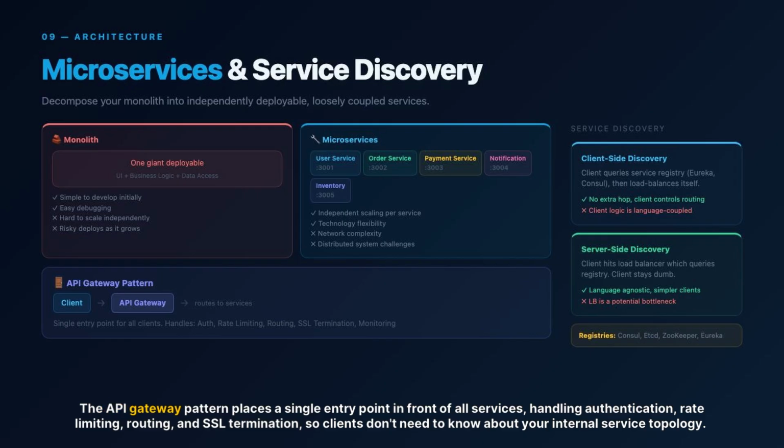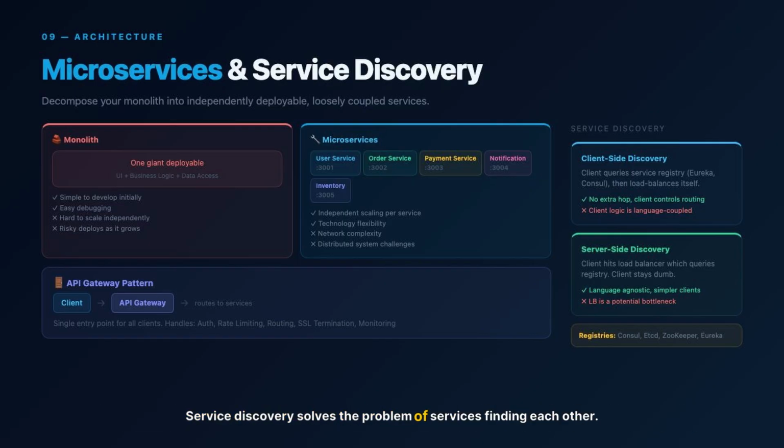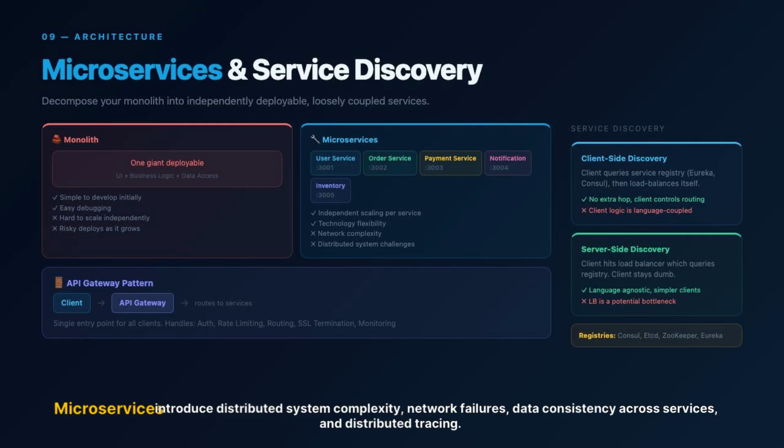The API gateway pattern places a single entry point in front of all services, handling authentication, rate limiting, routing, and SSL termination, so clients don't need to know about your internal service topology. Service discovery solves the problem of services finding each other. In client-side discovery, services query a registry like Consul or Eureka and load balance themselves. In server-side discovery, the load balancer queries the registry, keeping clients simple.